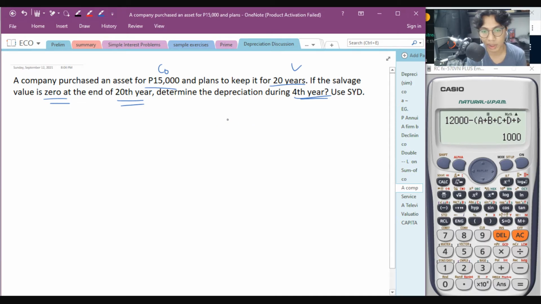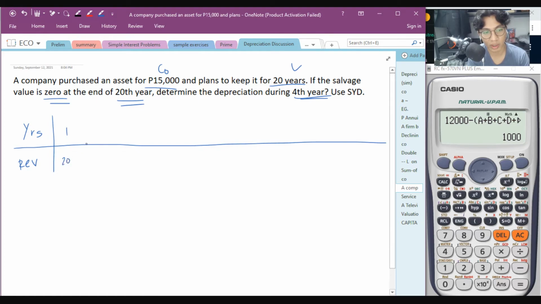So, reverse digit. The years, it's long if you line them all up, and then reverse them: 1 and 20, 2 and 19, 3 and 18, 4 and 17. So we'll dwell only on the 4th year.